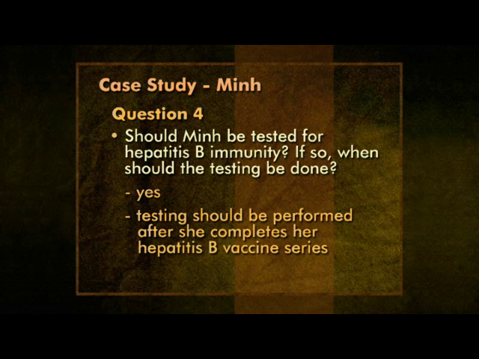The testing should be performed after she completes her hepatitis B vaccine series. The final dose of the hepatitis B vaccine series should be administered when the infant is at least 24 weeks of age and at least 8 weeks have elapsed since the previous dose.